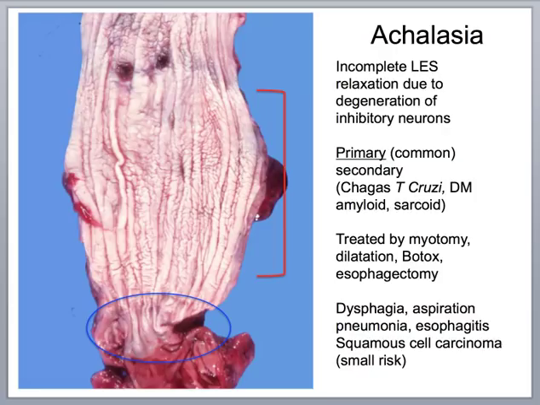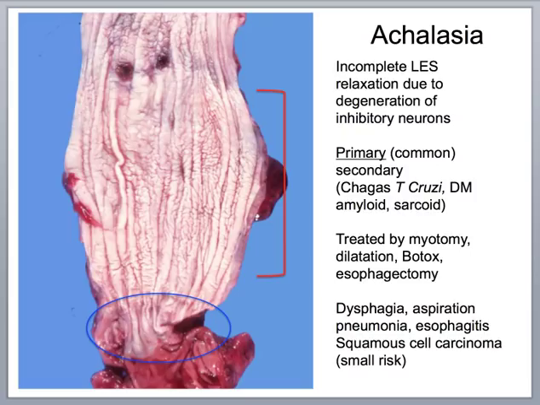The secondary forms of achalasia may arise in Chagas disease, which is due to a parasite, Trypanosoma cruzi, but more commonly is found in diabetes mellitus, amyloidosis, and can be seen with sarcoidosis. The treatment is usually myotomy, some kind of surgical incision that causes relaxation of the muscle. It can also be physically dilated.